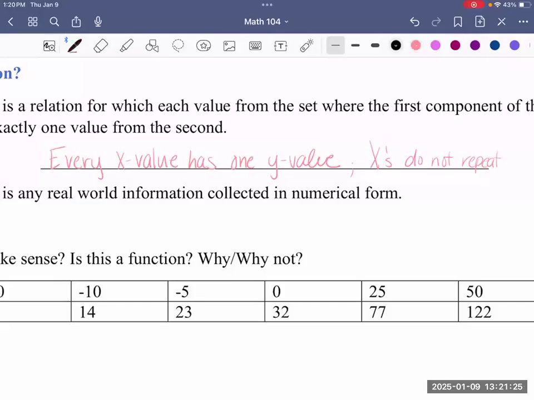So either every x value has one y value, and x values in this case are called your input values and y values are called your output values. Or x's do not repeat. So your x values, your input values, should only have one y value. For each coordinate, we're looking for your x values not to have any sort of repeat.